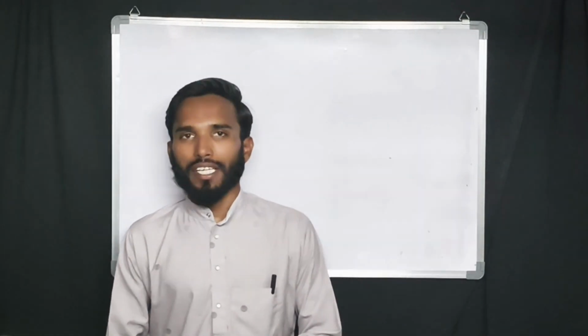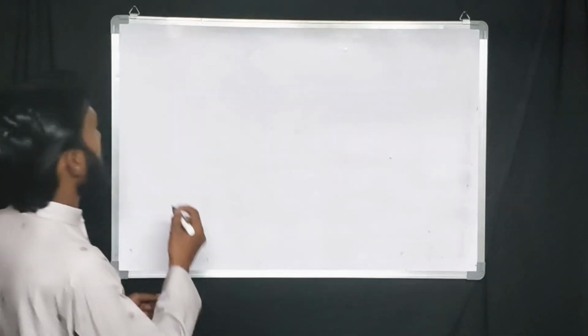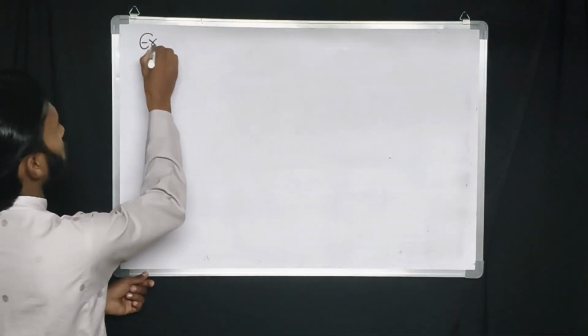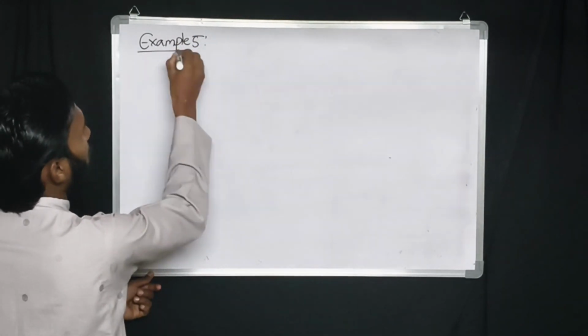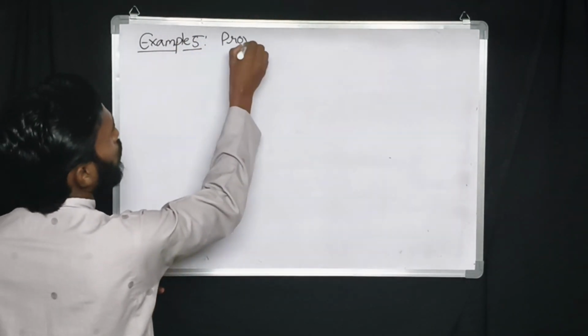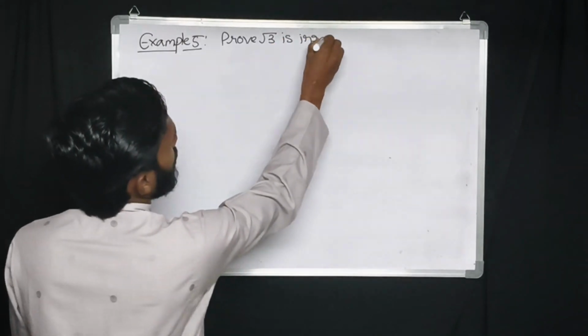As you know, we completed the exercise problems of chapter Real Numbers, exercise 1.1. Now we are moving to example sums which are after exercise problems. Now the first example is example 5, that is prove root 3 is irrational.